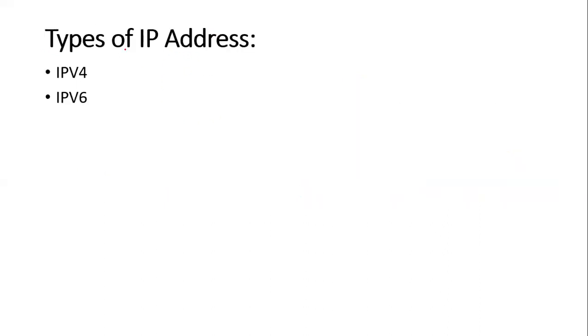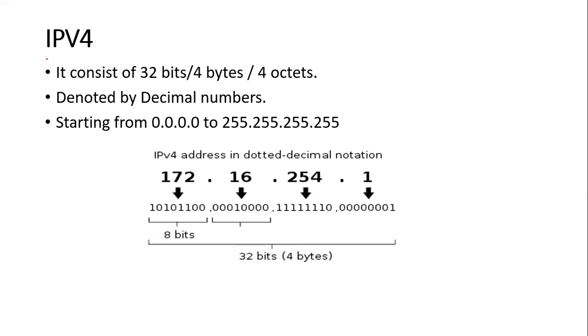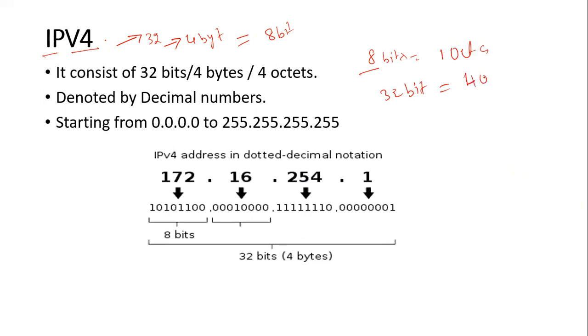We have two types of IP addresses: IPv4 and IPv6. Let's see IPv4. Here IP stands for Internet Protocol and V4 stands for version 4. IPv4 consists of 32 bits. We can also call it 4 bytes, because 1 byte is equal to 8 bits. Each 8 bits are called 1 octet. As we have 32 bits, we can say IPv4 has 4 octets.